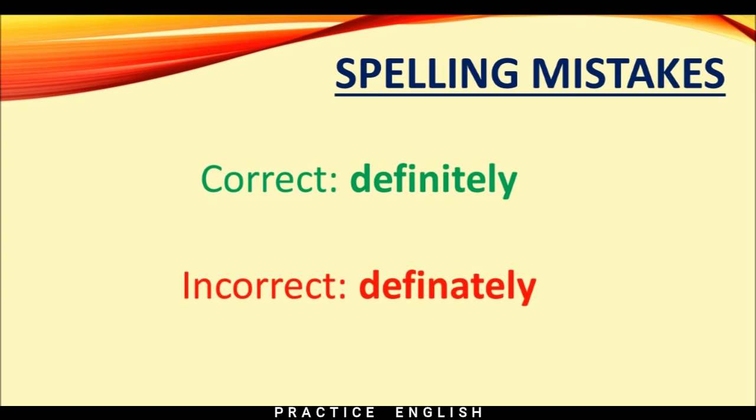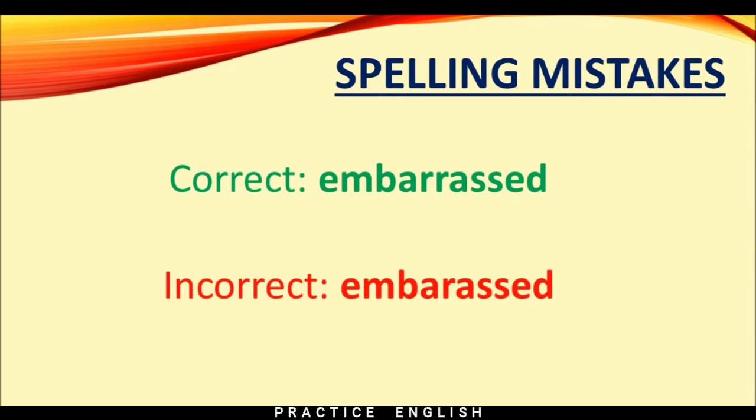Here's another word which you definitely shouldn't misspell. The word definitely does not have an A in it, okay? It's spelled with I's and E's, but not an A. If you make a mistake, you might be embarrassed. The word embarrassed has 2 R's and 2 S's. That's true for the word embarrass, embarrassed, and embarrassing. All of them have 2 R's and 2 S's.